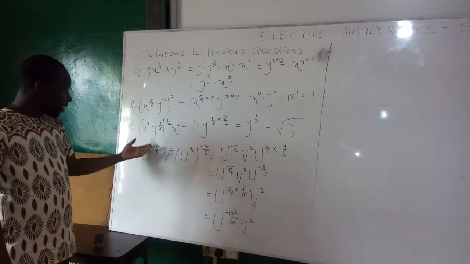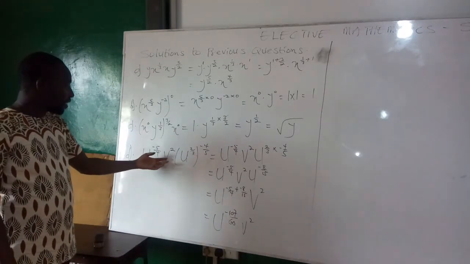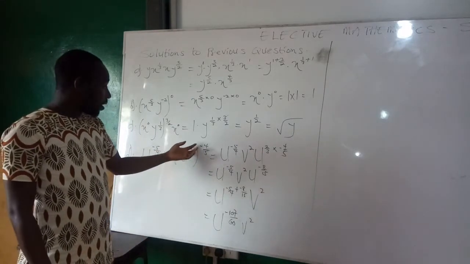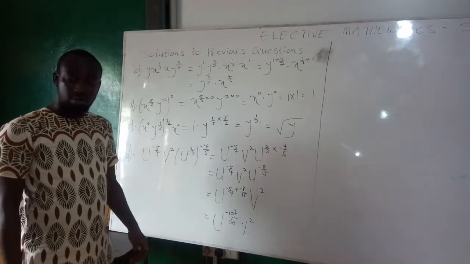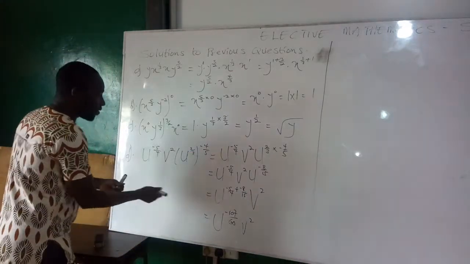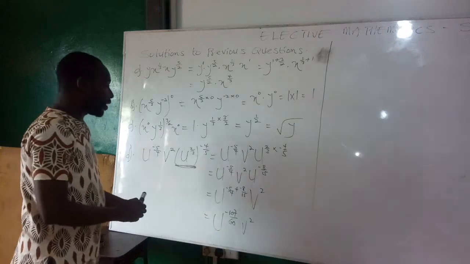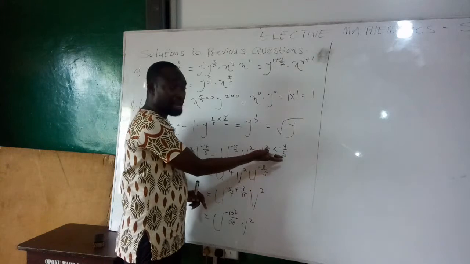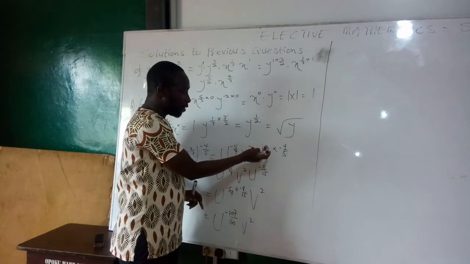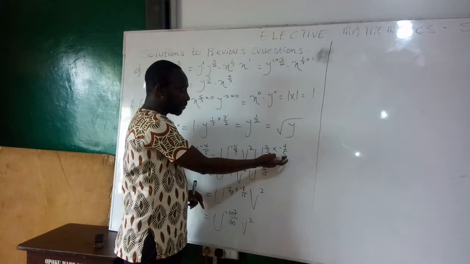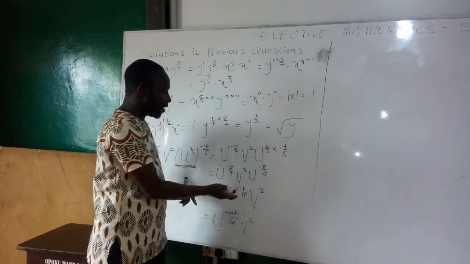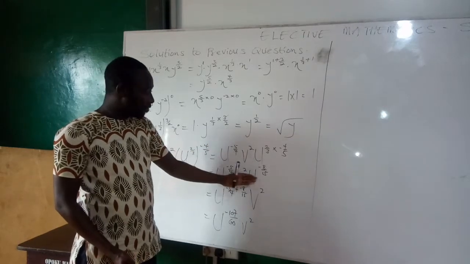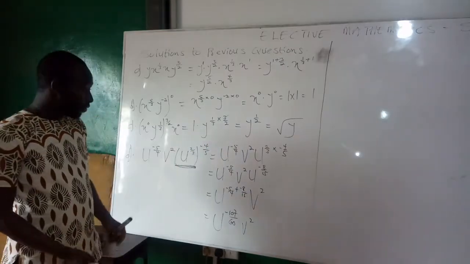So we have u exponent negative 5 on 4 times v squared. Then multiplying u exponent 2 on 3 all raised to the power of negative 4 over 5. So now we deal with this one first. So we need to multiply the 2 on 3 by the negative 4 on 5, as we have over here. So multiplying 2 times negative 4 will give us negative 8. 3 times 5 will give us 15. So we have it over here. Then we have u exponent negative 5 on 4, v squared. Then we have u exponent negative 8 on 15.